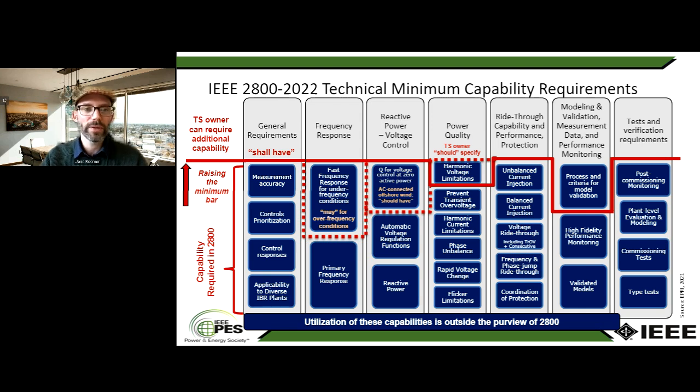And for reactive power, the standard specifies that all inverter-based generation shall have the capability to even provide reactive power at zero active power output. So you could say that, for example, a solar PV plant would have to be capable of providing reactive power even at night. Now, does that mean that it has to provide that reactive power at night? No, it does not, because as you remember, the utilization of these capabilities is outside the purview of 2800.